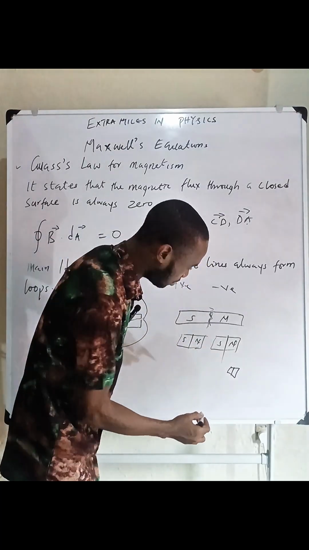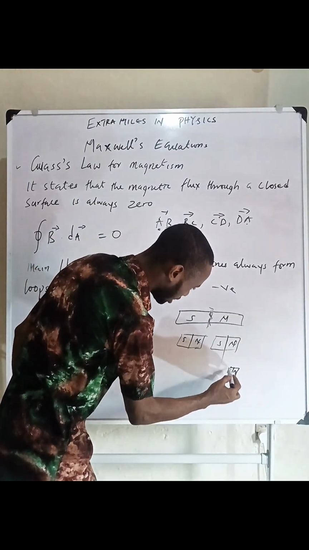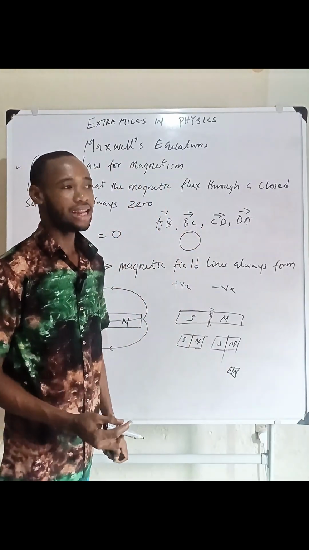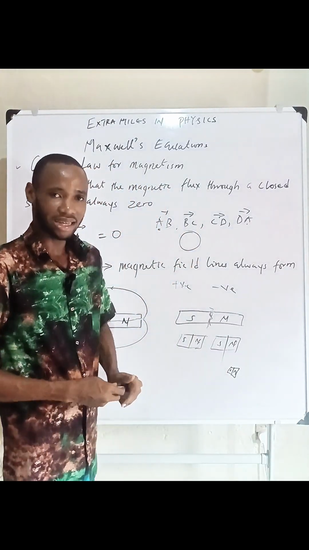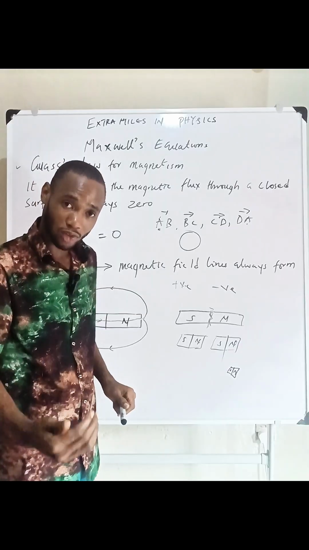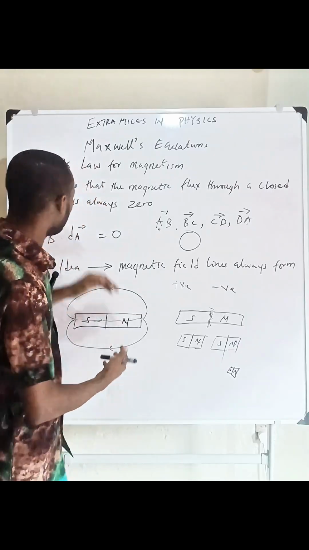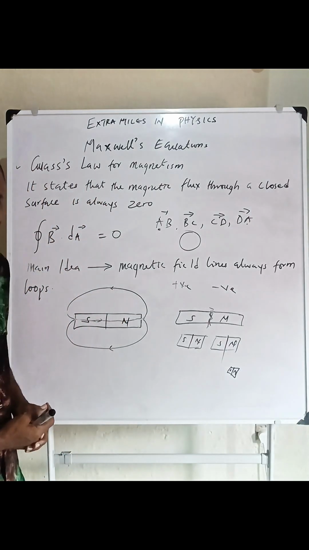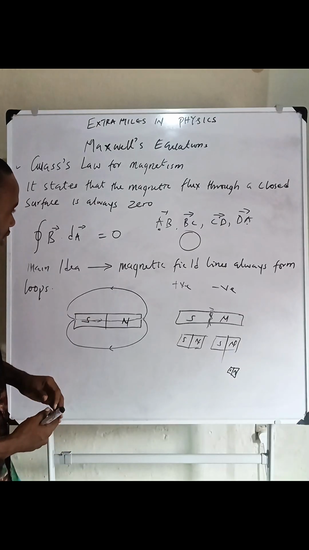Even if I break this magnet further, maybe I equally break this one from here, and I'm now having something small, what will still happen? I will still be having a north pole and a what? A south pole. Anyhow you like, break the magnet into bits, you still have your north pole and your south pole. So this is what Gauss's law for magnetism is trying to make us understand.